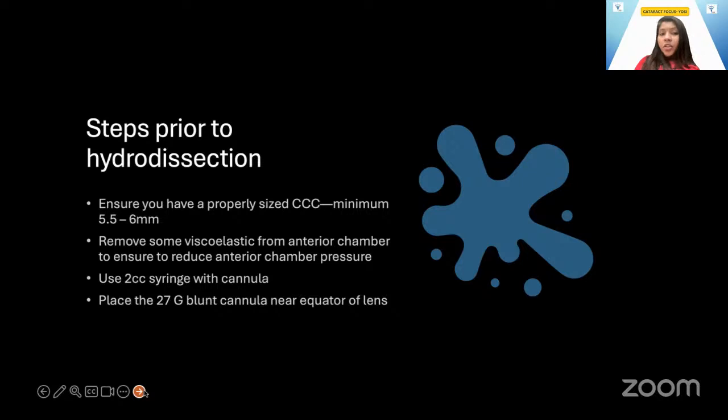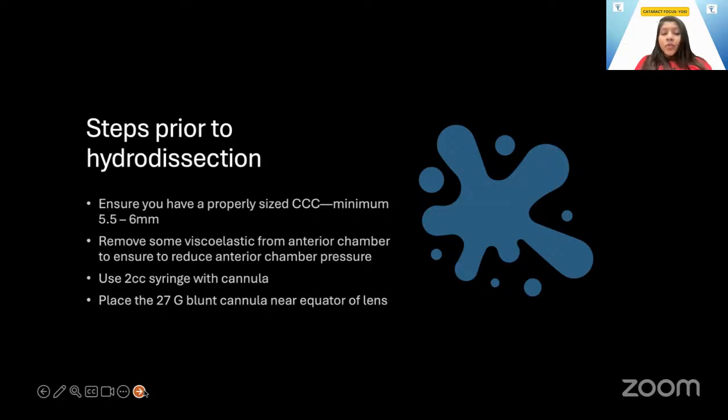You should first ensure that you have a properly sized capsular rhexis. Minimum should be 5.5 to 6 mm. If you have a very small CCC, for example only around 4 mm, there are high chances of capsular blowout when you inject fluid rapidly. It is also important to remove some viscoelastic from the anterior chamber before hydrodissection, to reduce the anterior chamber pressure.